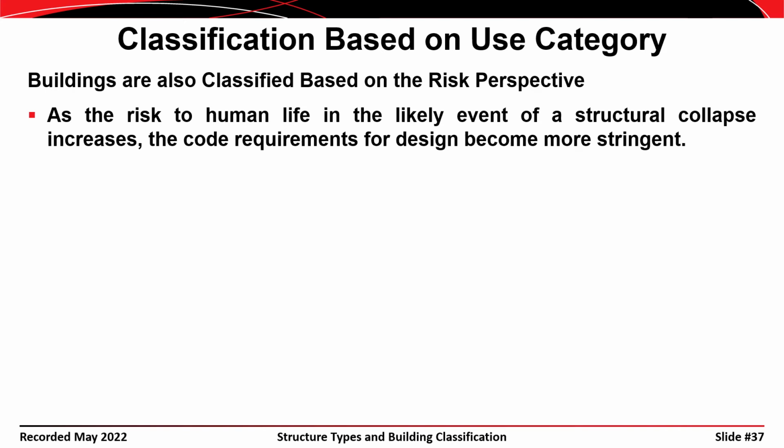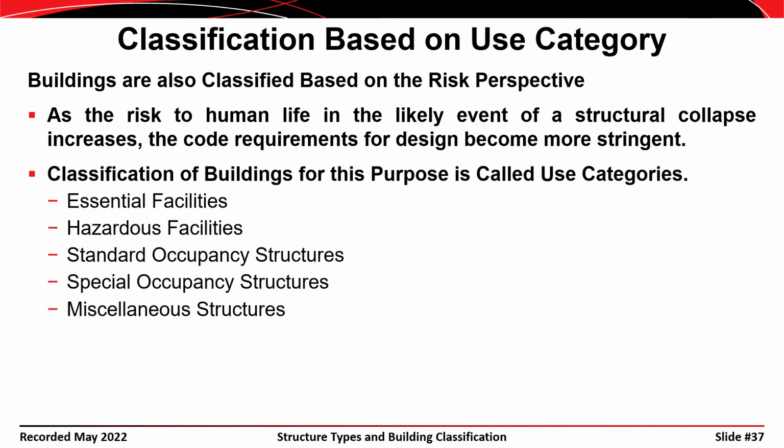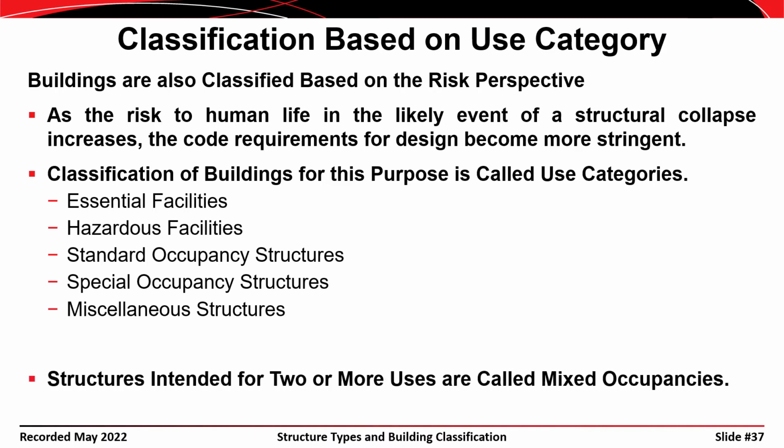Okay. Buildings are also classified based on the use category. As the risk of human life in the unlikely event of a structural collapse increases, the code requirements for design become more stringent. We have classification for the buildings called use categories, and they include essential facilities, hazardous facilities, standard occupancy structures, special occupancy structures, or miscellaneous structures. And then we have some structures that are intended for two or more uses, and they are called mixed occupancy type structures.